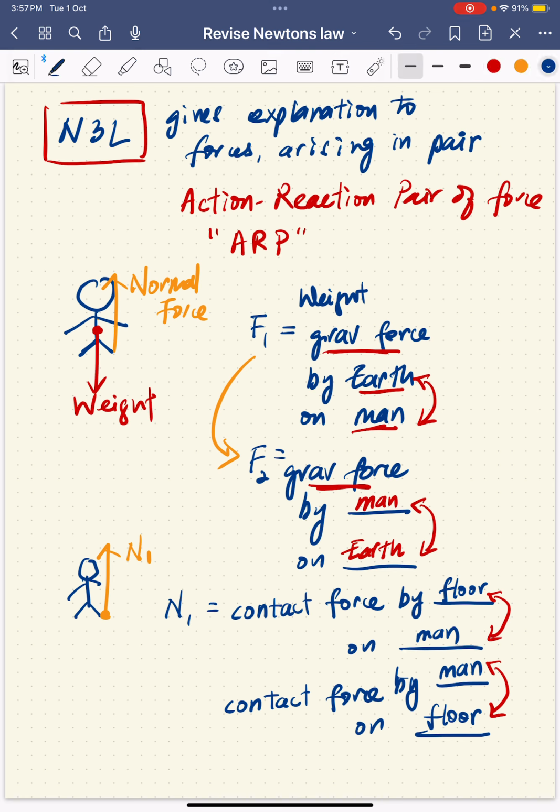So this, let's call it N2. If I were to draw this into a diagram, what object is experiencing N2? It will be the floor. So my diagram will look like this on the floor. The N2 is by the man pressing down on the floor. So these are the two forces, N1 and N2.